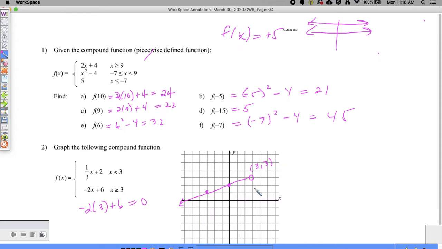So that means the point (3, 0) is a closed circle. Because remember, we can't have both of these filled in, otherwise it's not a function and it won't pass the vertical line test. So it's doing this, right? And then the slope is -2.